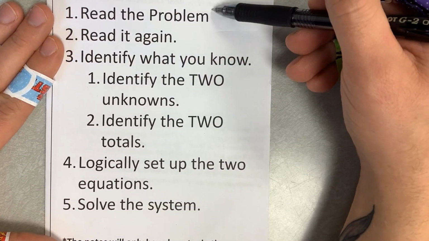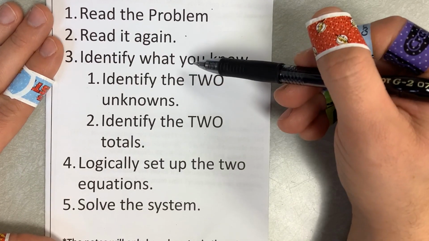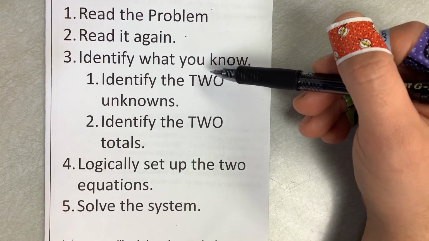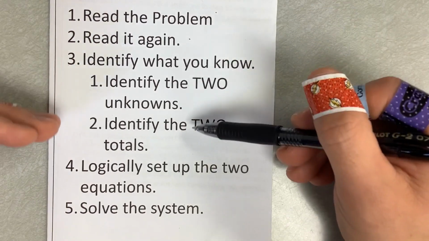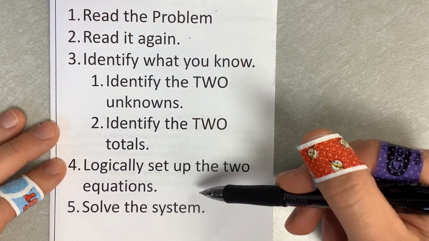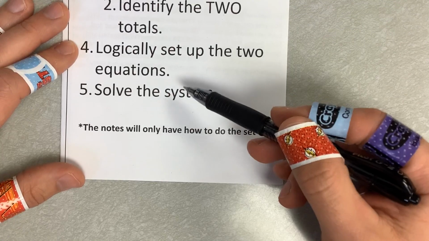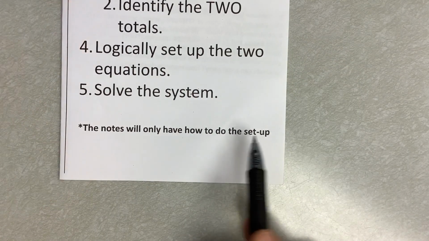We're going to read the problem. We're going to read it again. Then we're going to identify what we know. A lot of times we're going to share two unknowns, right? Two unknowns in the first scenario, two unknowns in the second. That's the link. And then we're going to logically set up the two equations. You would then solve the system. This video is just going to help you guys do the setup because you should already know how to solve the system.